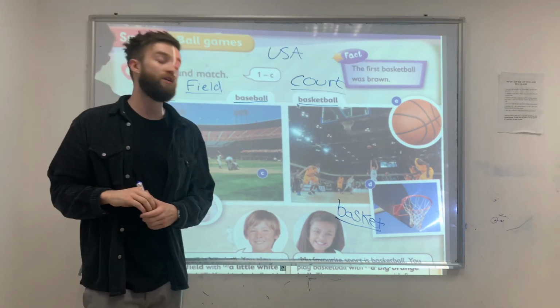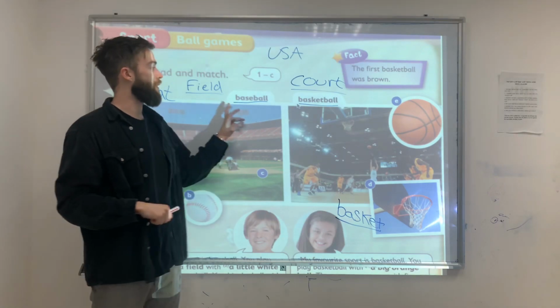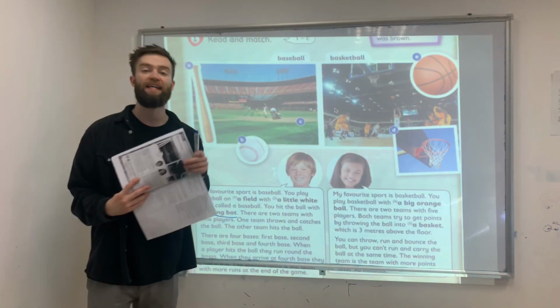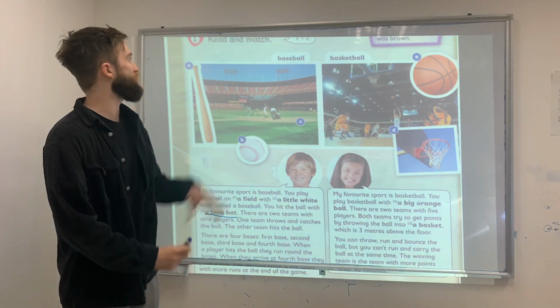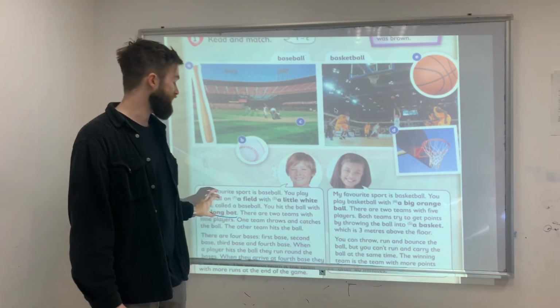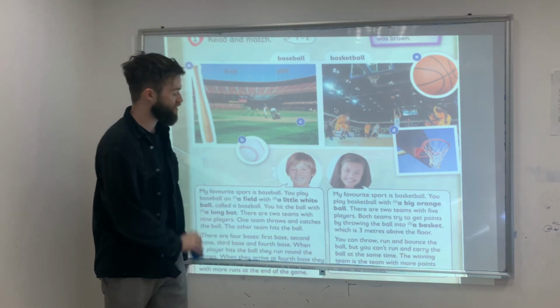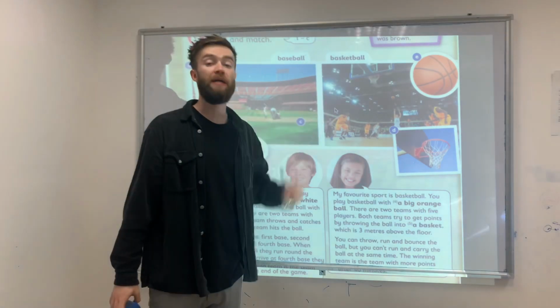Now let's take a look at some more details about baseball and basketball. Okay, everyone, let's have a look at exercise 1 in your pupil books. Exercise 1. We have to read about baseball and read about basketball and match the key words to the pictures.